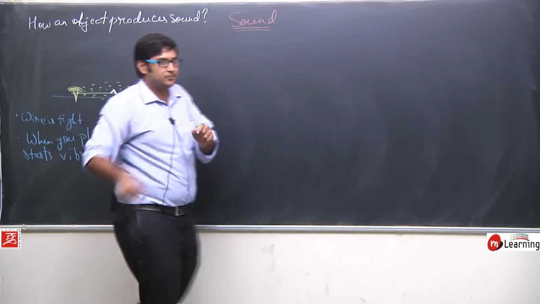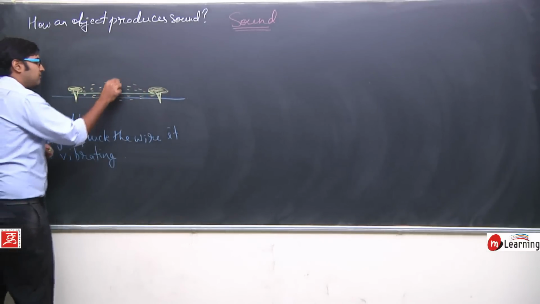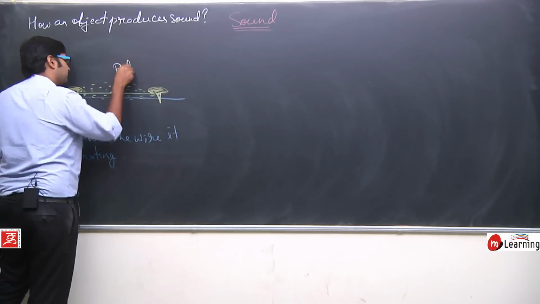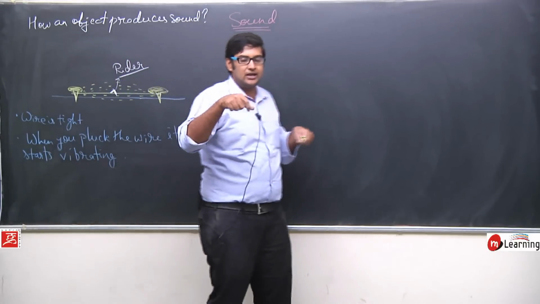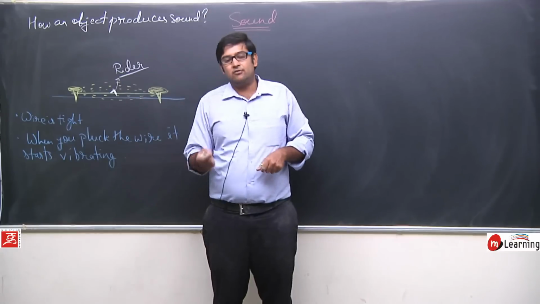Okay, so what will happen? This piece of paper will be known as the rider. We call it a rider because it is riding on the wire. Now when I plug this wire, what will happen?